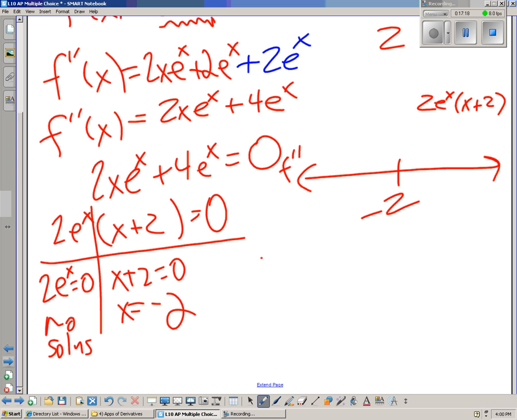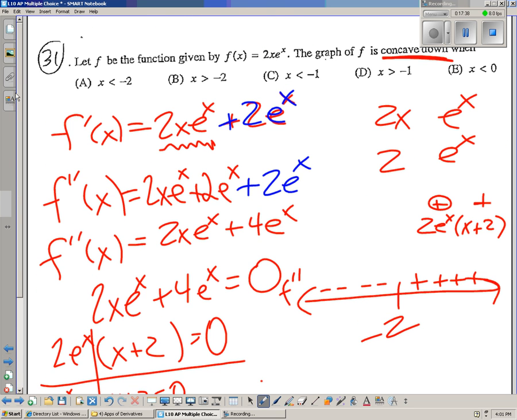derived equation from it. So before we get, first of all, 2e to the x is always positive no matter what. Before we get to -2, say -3, we're going to be negative. So positive times a negative is a negative. 2e to the x is always positive. Now we'll choose a number to the right of -2, say 0. This will be positive. Here we are, positive. So we want to find out where this function is concave down. It'll be concave down when the second derivative is negative, which is for x less than -2. So we're looking at choice A.